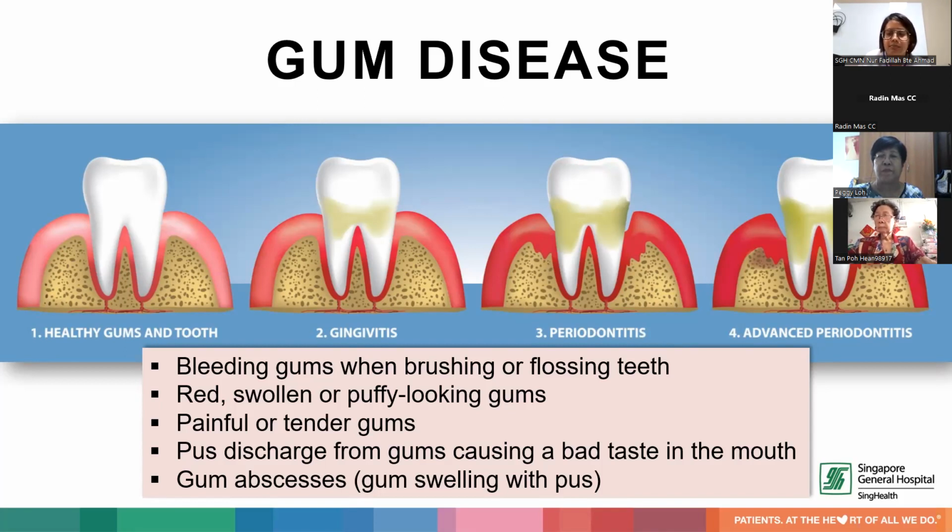Other signs and symptoms that you need to take note of: firstly, shaky teeth or teeth appearing to drift apart from their original position, or a receding gum line, which is gum recession. You have chronic or persistent bad breath, or vague discomfort or dull ache in gums and teeth. So it is time for you to visit the dentist.